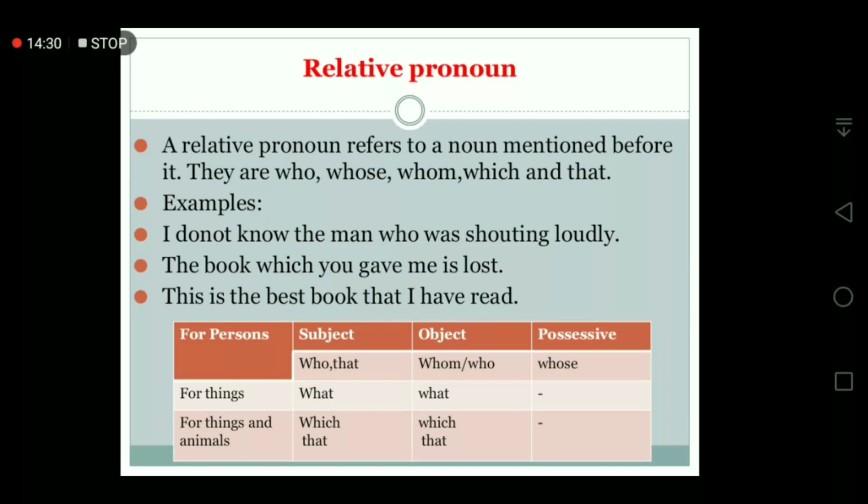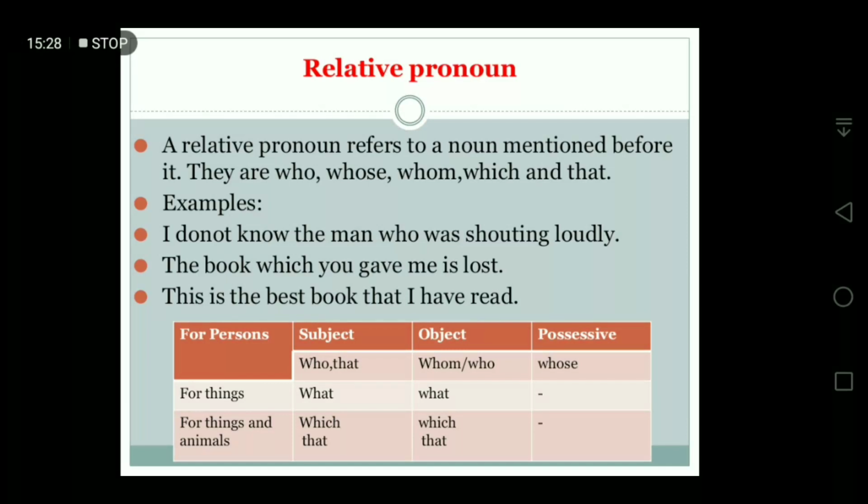Look at the examples here. I do not know the man who was shouting loudly. Then, the book which you gave me is lost. So which refers to the book. This is the best book that I have read. So that is related to that book. Which book is it? This book. This is the best book that I have read.